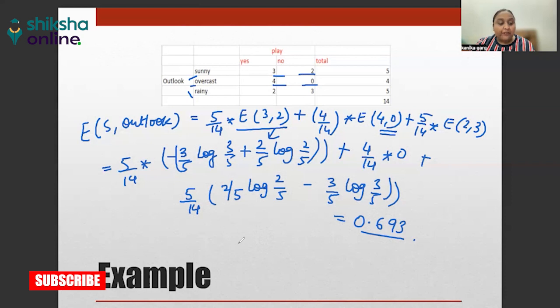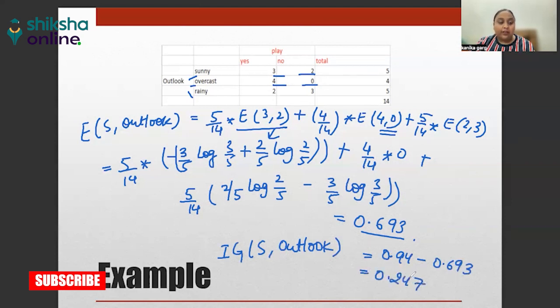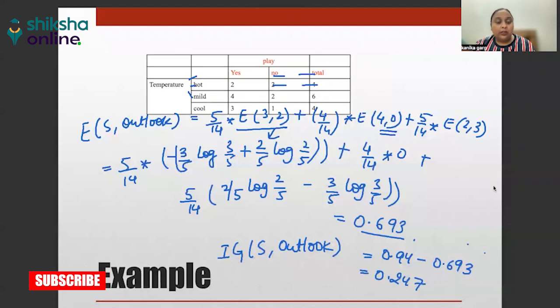Similarly, you can find out the information gain between the final variable and the outlook. That was 0.94 minus 0.693, which is somewhere near 0.247. Okay, so this is the value here. Now, similarly, you can find the same value for the next variable, like temperature.